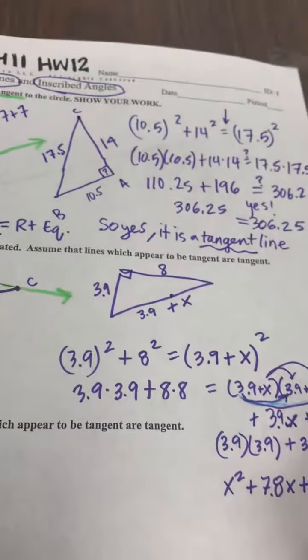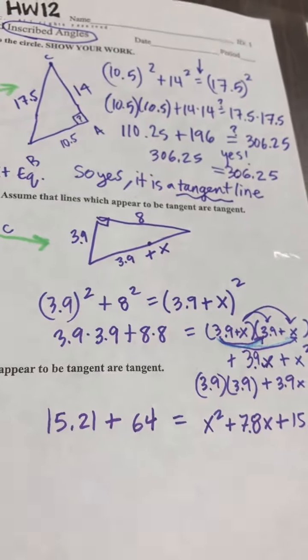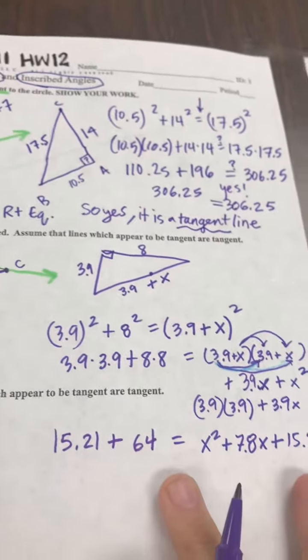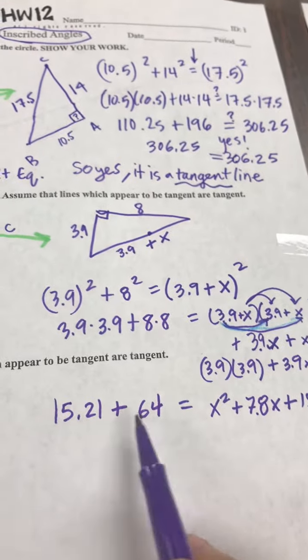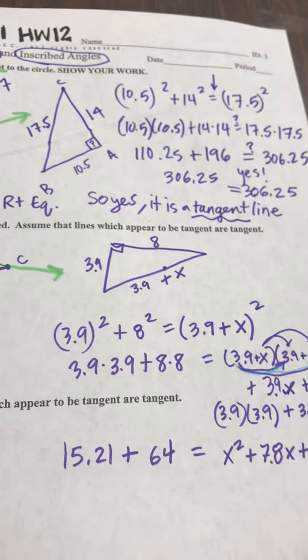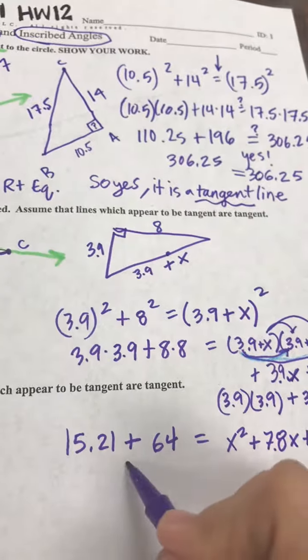Okay, now this side, oh, that's the number I just had there. 3.9 times 3.9, I already did that. So 3.9 times 3.9 is this 15.21 plus 8 times 8, which is 64. Okay, so now let's combine that.